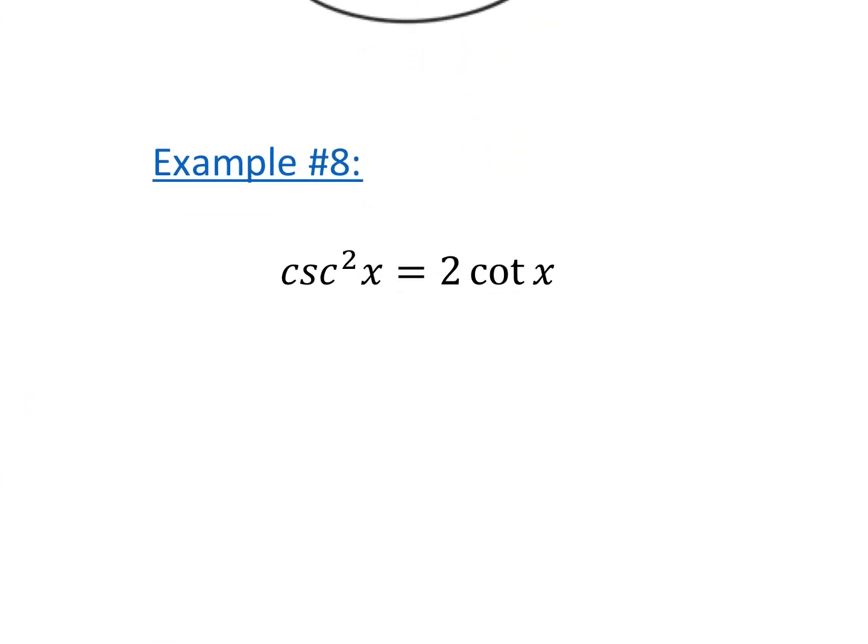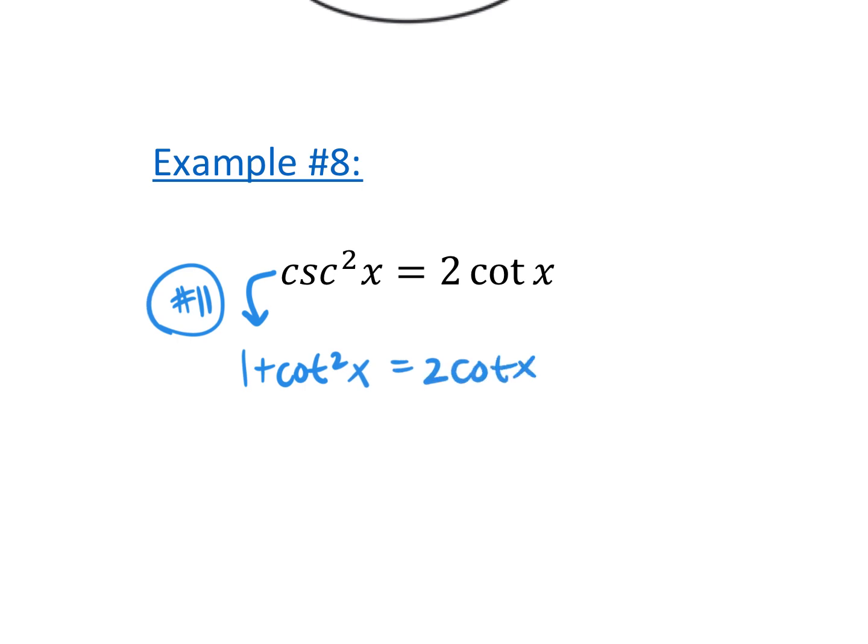Okay. Now, cosecant squared of x is equal to 2 cotangent of x. If I tried to move it over, could I factor anything else out? No, not really. So we got to think a little bit outside the box, aka look at your gold sheet. What does cosecant squared equal? One plus cotangent squared. So I could rewrite this with number 11's identity and say that this is 1 plus cotangent squared of x. Because now I have everything in terms of cotangent, right?